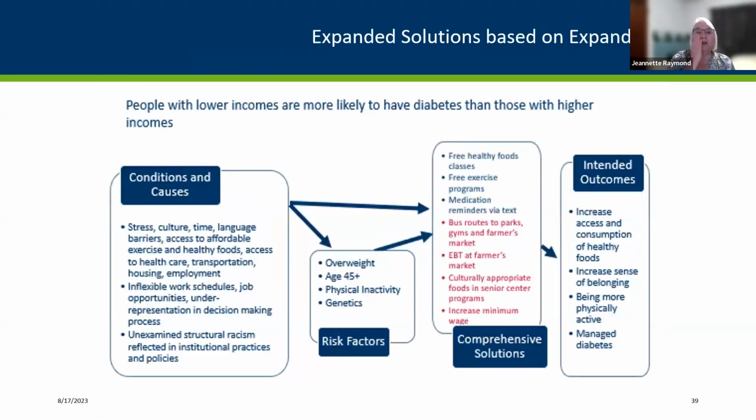But when we actually looked at some of the underlying conditions and causes, it lifted up different things like stress, culture, time, language barriers. You can read these: inflexible work schedule, job opportunities, underrepresentation of folks in decision-making processes, and unexamined structural racism reflected in institutional policies and practices. And then you couple that with risk factors, and you may still use some of your conventional solutions, but it also leads to other ideas: EBT at farmers markets, culturally appropriate food and senior center programs, increased minimum wage. And then hopefully through addressing those things, that leads to these intended outcomes as well.